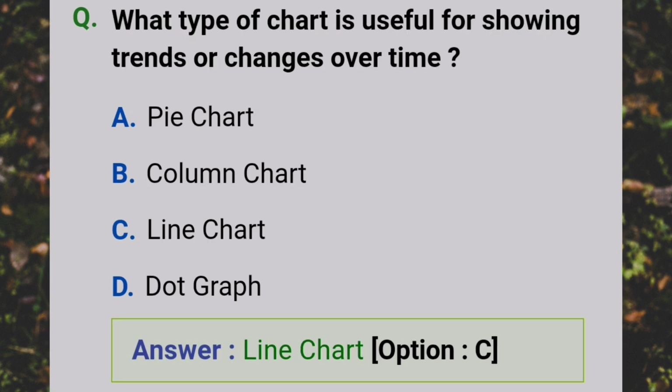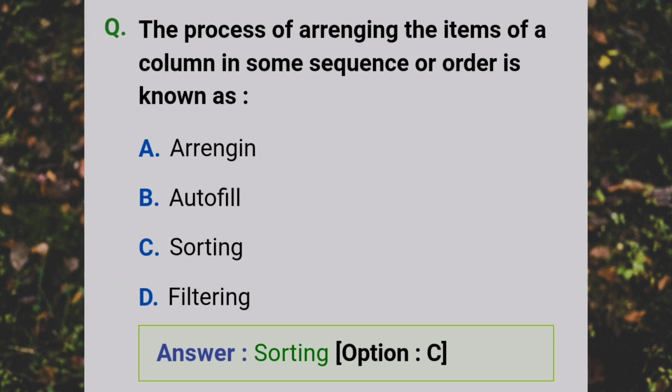What type of chart is useful for showing trends or changes over time? Answer C. Line chart. The process of arranging the items of a column in some sequence or order is known as. Answer C. Sorting.